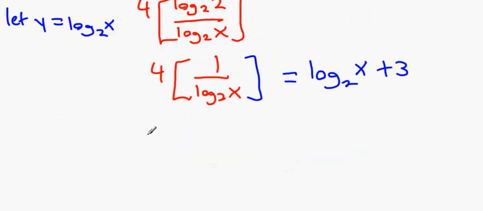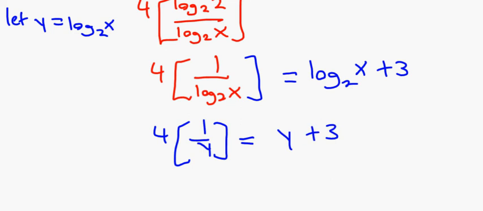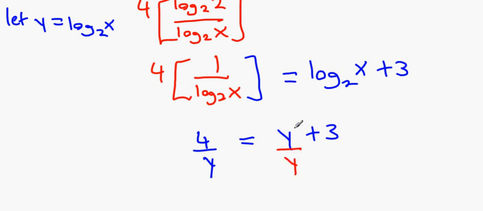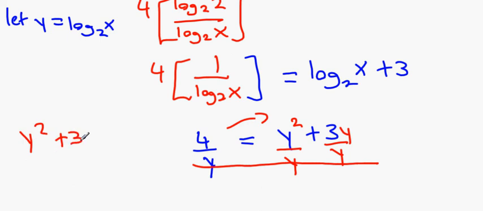And what happens is you're going to get 4 times 1 over y equals y plus 3. Now 4 times 1 over y is basically 4 over y. Now what we can do is put y's underneath everything: y squared, y and 3y. And bring the 4 over the other side, cancel off the denominators. And we're going to get y squared plus 3y minus 4 equals 0.